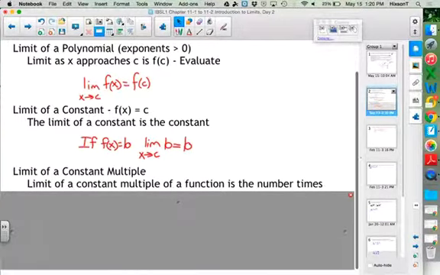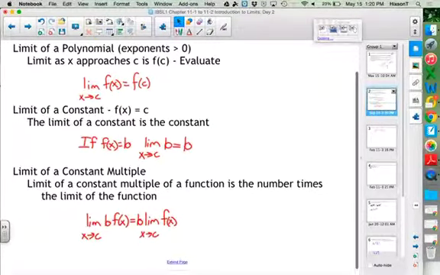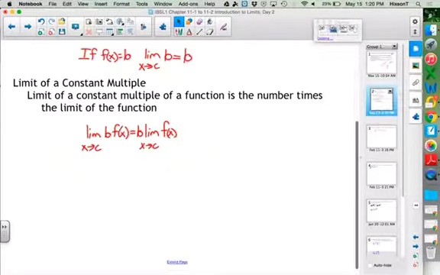Then we have a constant multiple. Okay? The limit of a constant multiple. Here we have this function, but we're multiplying it by a constant. And what we can do here, if we're trying to find the limit of that, is take that constant outside of the limit. Okay?